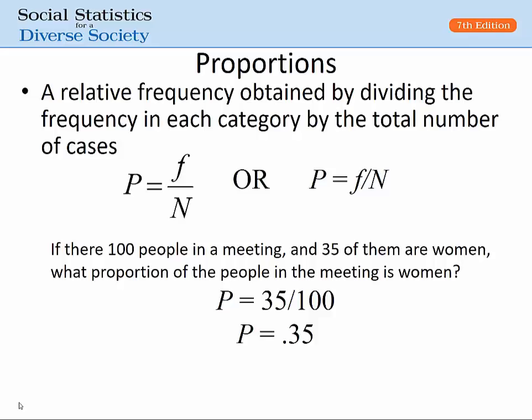And so the example is that if there are 100 people in a meeting and 35 of them are women, what proportion of these people in the meeting is women? And so we want to get the proportion P, and we are going to divide 35, which is the frequency, F, by 100, which is the N, the total number of people. And in that case, the proportion is 0.35.